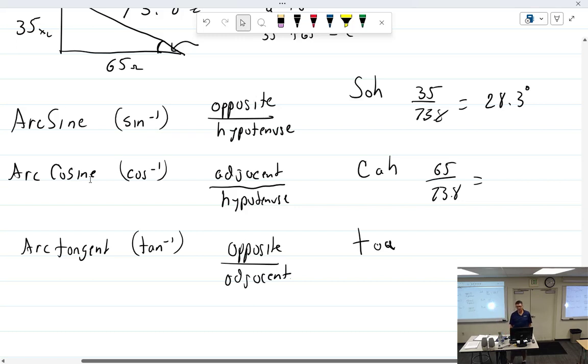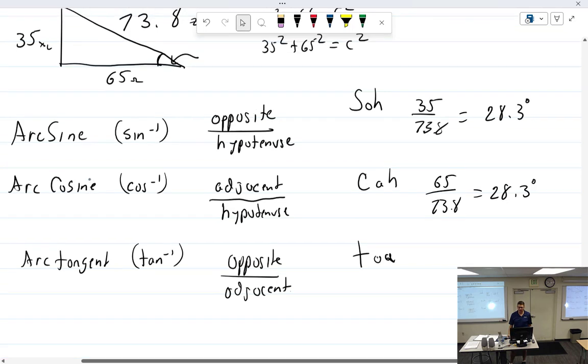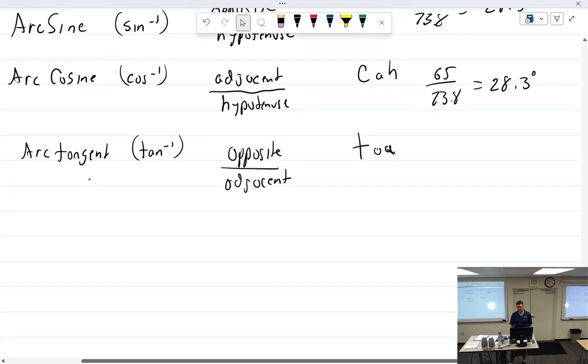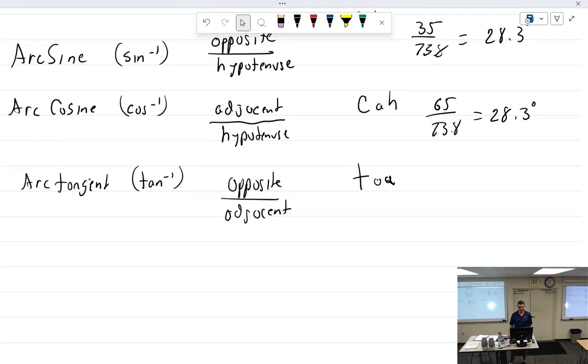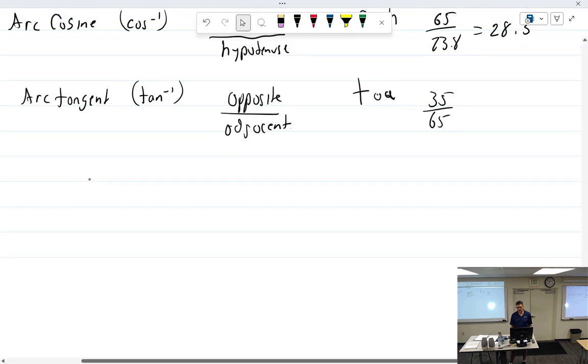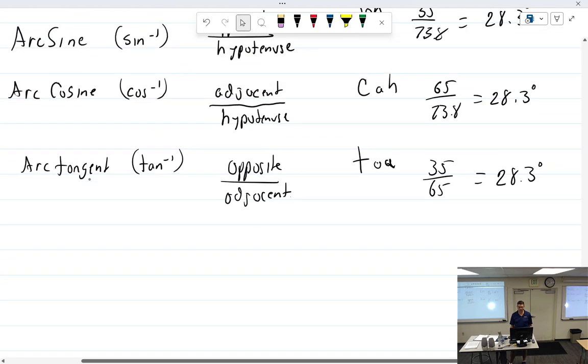It's 28.27, which rounds up to 28.3. They're all going to be a little bit different. All right, and everybody got that? Now we're just going to do it with the tangent, which is second tan. 35. Opposite, what's the opposite? 35. And what is the adjacent? 65. Equals 28.3 degrees. So you see, that's how you're going to work it.